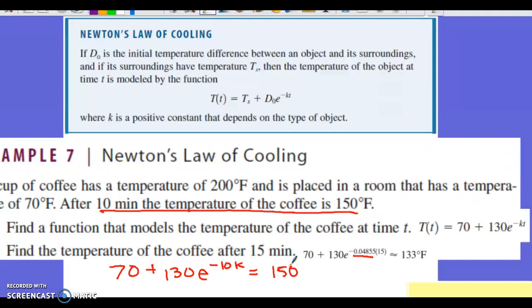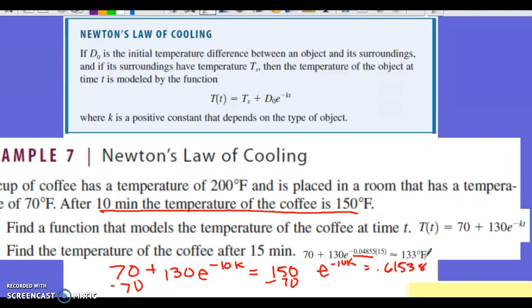150 minus 70, divide by 130. So I'm getting e to the negative 10k equals 0.615 something, okay? Keep going or leave it either way.